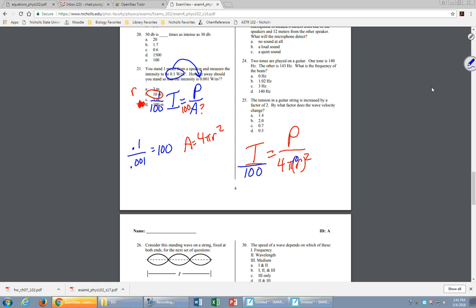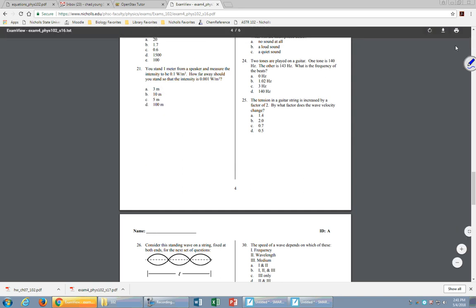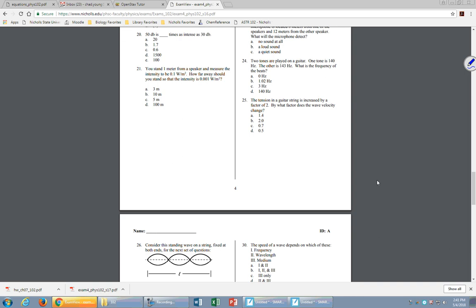What else? So you did the 0.1 over 0.001 to get that? Yeah, because I'm going from 0.1 watts per square meter to 0.001. In order to get that, I have to multiply this times 1 over 100. I would get that 1 over 100 by saying 0.1 over 0.001. But the question is, what is the factor difference between this intensity and this intensity?